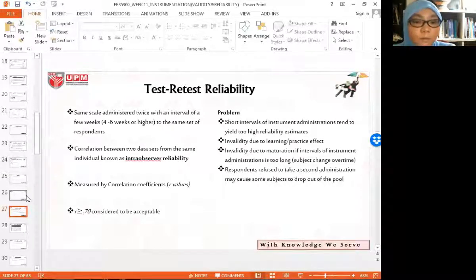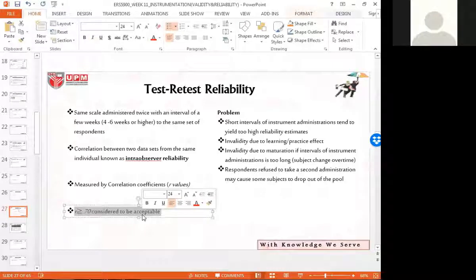So meaning that 4 weeks, 5 weeks, 6 weeks, maybe a month, 3 months and so on. Okay, the result then you correlate between the two data sets, to see the test-retest reliability. Okay, it's measured by correlation coefficient. And for correlation coefficient larger or equal to 0.7 is considered to be acceptable.